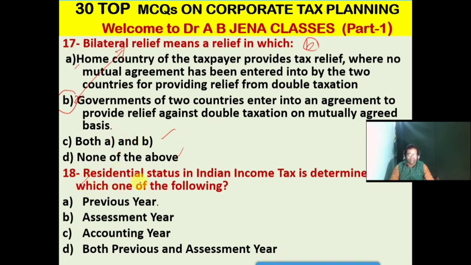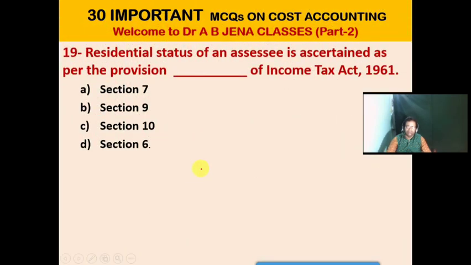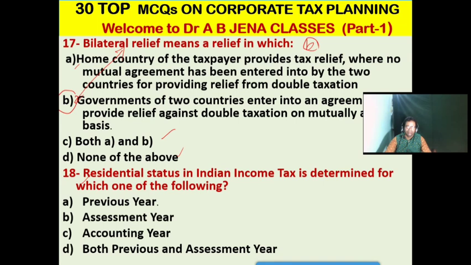So next one MCQ, residential status in Indian Income Tax Act to determine for which one of the following? A. It's the previous year. B. It's assessment years. C. It's accounting year. D. It's both previous and assessment year. Friends, so A is the right option for this MCQ. So previous year will be taken into consideration as per the Income Tax Act 1961 to determine the residential status of the assessee.